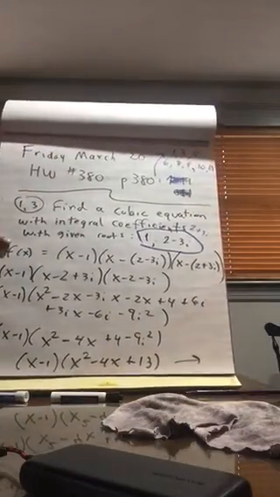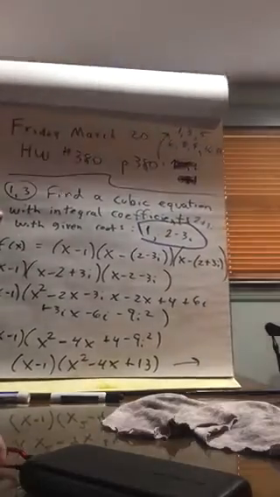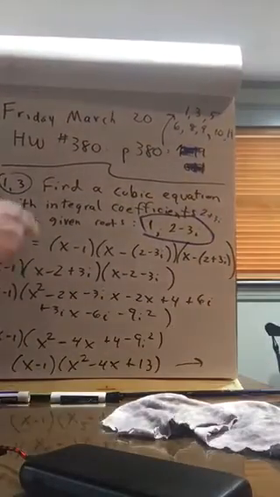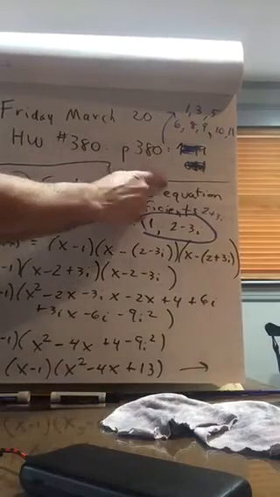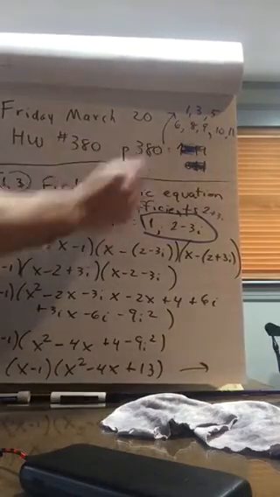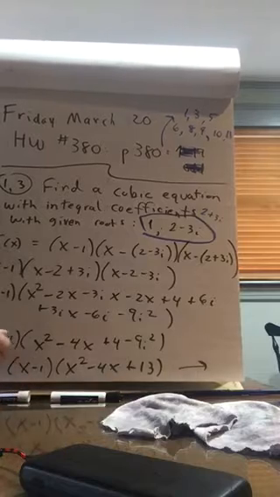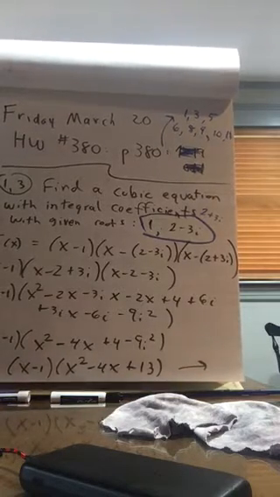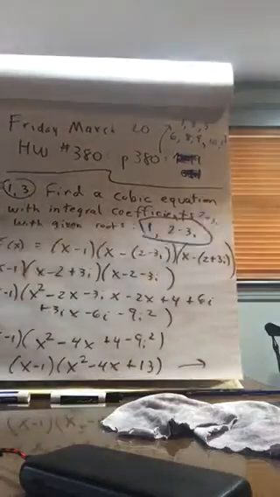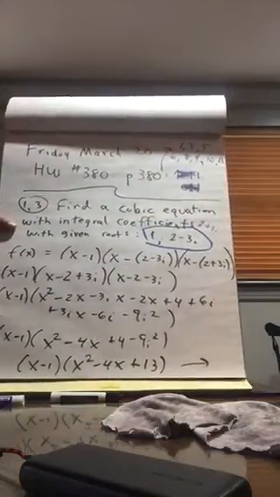Let's see. It does say Friday, March 20th up top there, if you can see that okay. And it's homework number 380, page 380. I scratched that out and did these numbers instead: 1, 3, 5, 6, 8, 9, 10, 11. So here we go. I've got the lesson all written out for you.